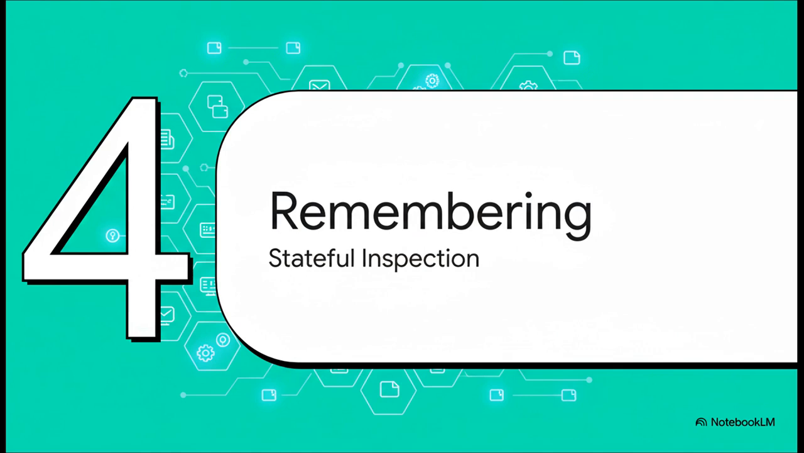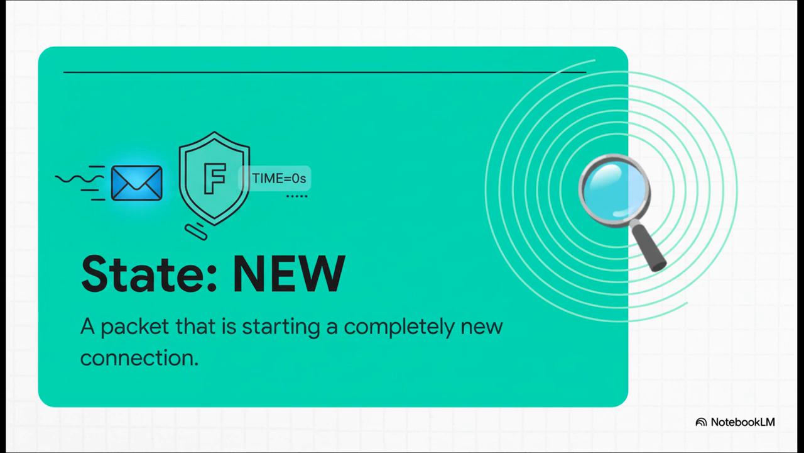Okay, so we've covered the path and the decisions. But modern firewalls have this one last layer of intelligence. They can remember things. They don't just see individual packets anymore, they see the entire conversation. And this is called stateful inspection. So, when the very first packet of a brand new conversation arrives, let's say it's your first request to a website, the firewall's connection tracking system looks at it and marks it with the state new. It sees this as the very beginning of a conversation.